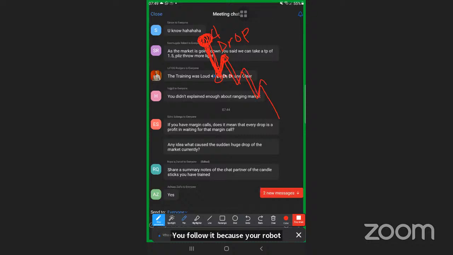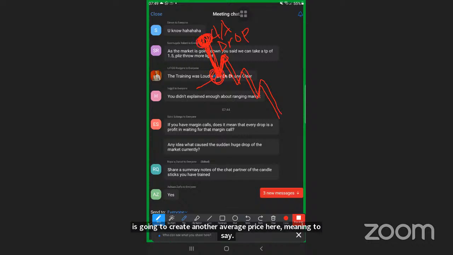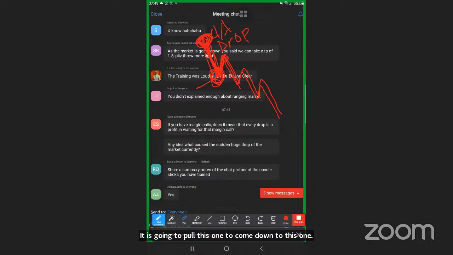Your current price is being chased by your average price. When the robot buys here, it creates an average price. It will come down here. When it buys your margin call here, it is going to create another average price here, meaning it is going to pull this one to come down to this one. Then the market goes down again. When it goes up, your robot buys another margin call. It is going to create another average price here. So when the price goes down, this average price goes down with you. That's what I'm trying to say.